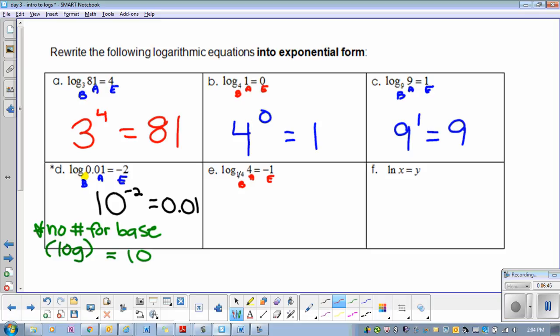Bae. What is your base? 1/4. What is the exponent on this? -1 equals 4. Good. F is an interesting one because now you have ln, which is natural log. I want you to put a little star on this one too. This one's important.